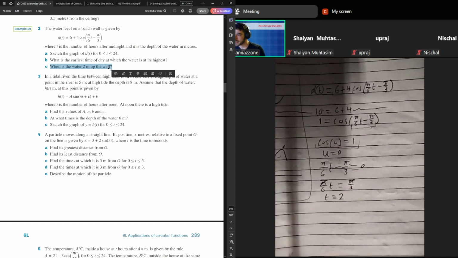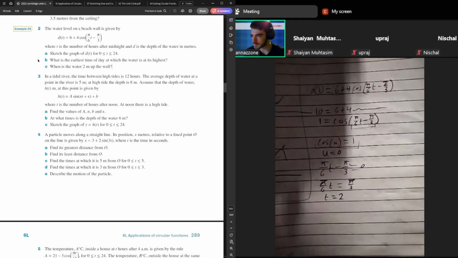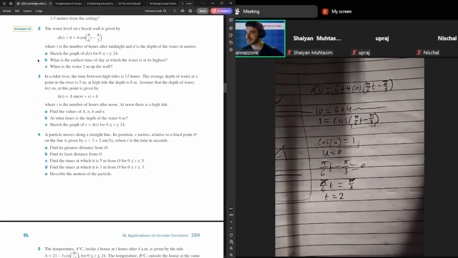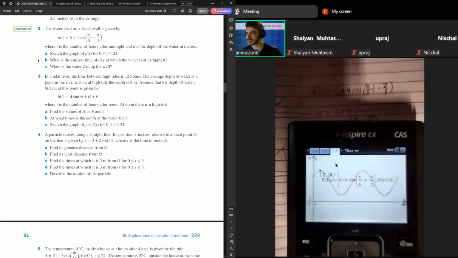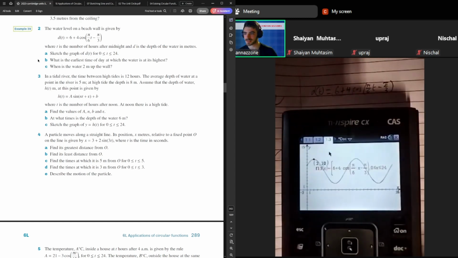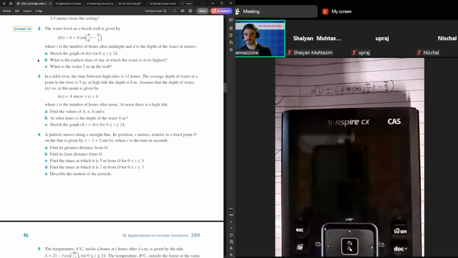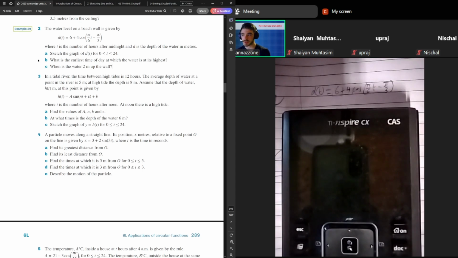Okay. Part C. When is the water 2 meters up the wall? Oh, that's nasty. Depth of water. When is it 2 meters? See, that's a tricky wording. Because D is depth, and it says 2 meters up the wall. Those are the same thing. Whatever your depth value is, will be how high it goes up the wall.